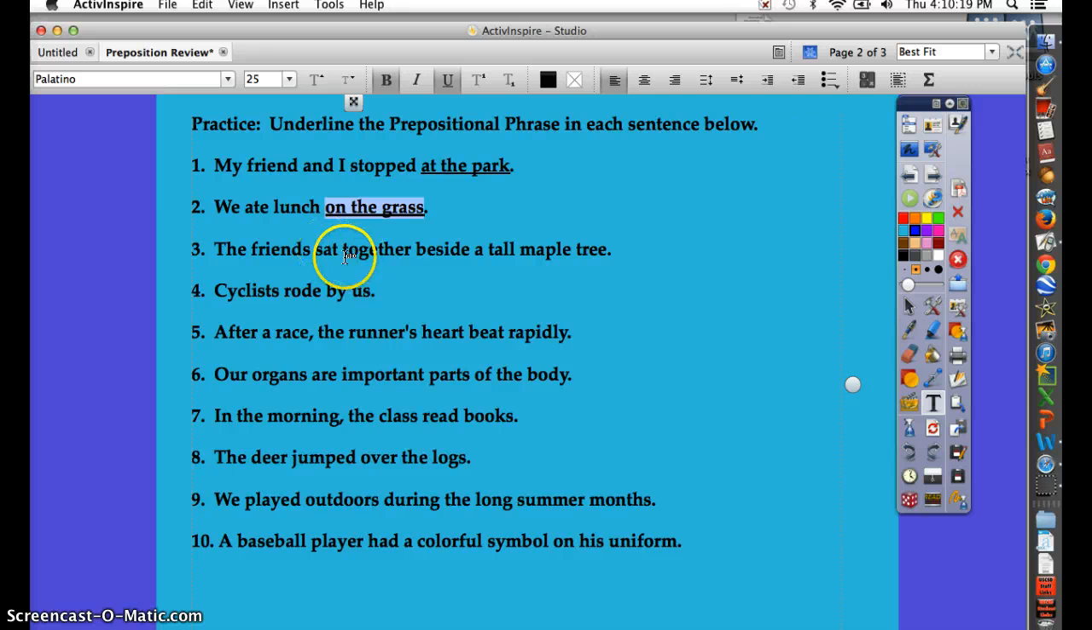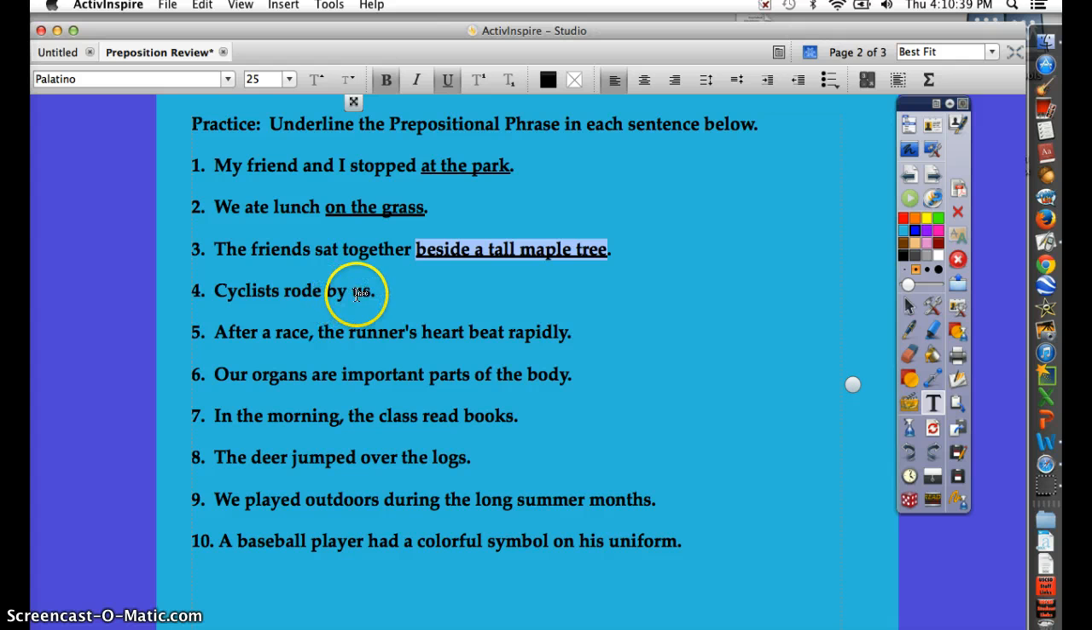Okay, number three, the friends sat together beside a tall maple tree. Beside a tall maple tree would be the prepositional phrase for number three. This time we do have some adjectives in the middle. Beside is the preposition, a is the article, tall and maple, both adjectives, tree the noun.